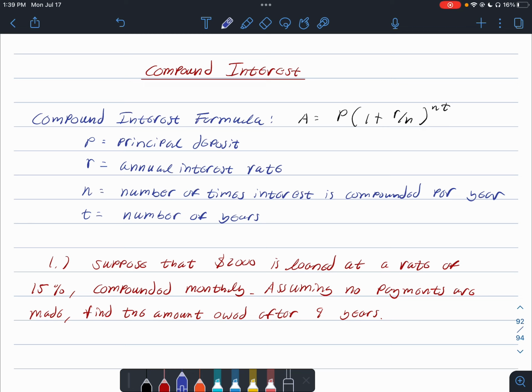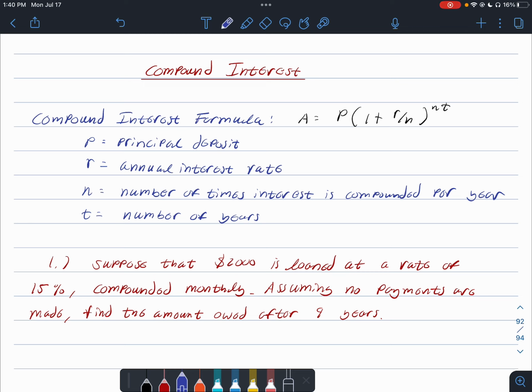All right, P is a lot like A in our last formula, where we have the principal deposit. This is the initial amount that you invest, or if you're taking out a loan, this is the principal amount, the amount you're given at the initial part of the loan. Okay, R is your annual interest rate. N is the number of times the interest is compounded per year. Okay, and T is the number of years. So all you really do is take this information that's given to you in the problem and plug it into our formula here.